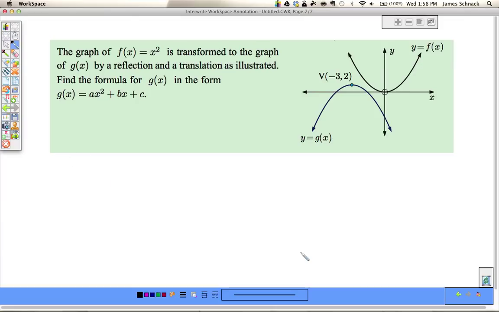Let's look at another problem. Here we have 2 graphs. We have y equals x squared, and we have this transformed one, but we're not really told what the transformations are. We have to figure them out. Well, I see the image graph g of x is reflected. So we know there's a vertical reflection. That is a reflection in the x-axis. There's also a translation of left 3, up 2.